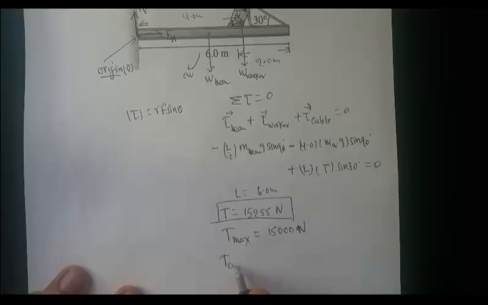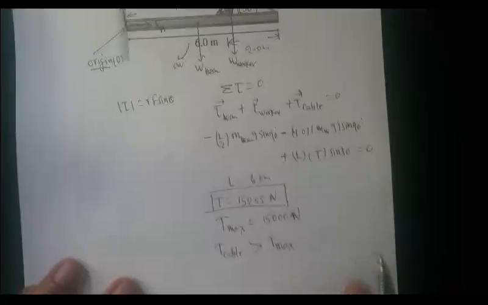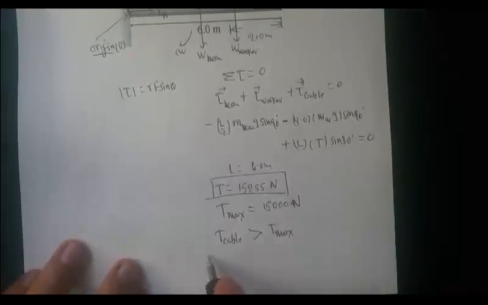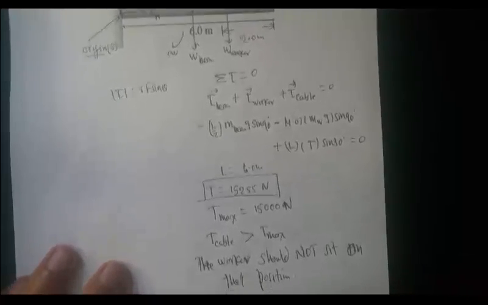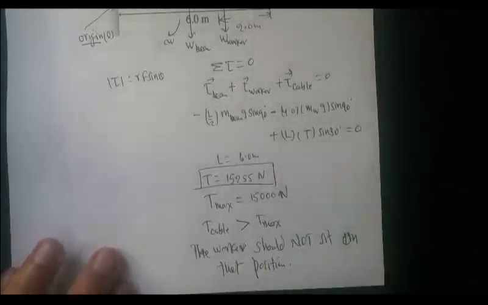Since tension in the cable is greater than the maximum tension limit, the worker should be worried. Actually, the worker should not sit on that position, because the cable might break. Okay, so that's how you solve this problem.